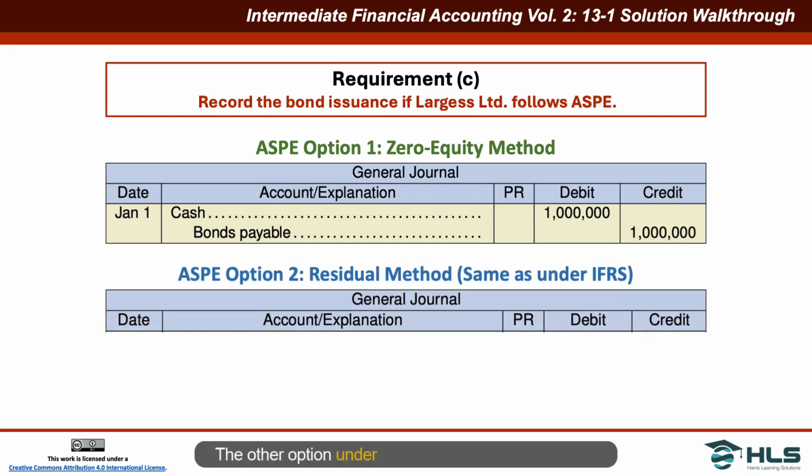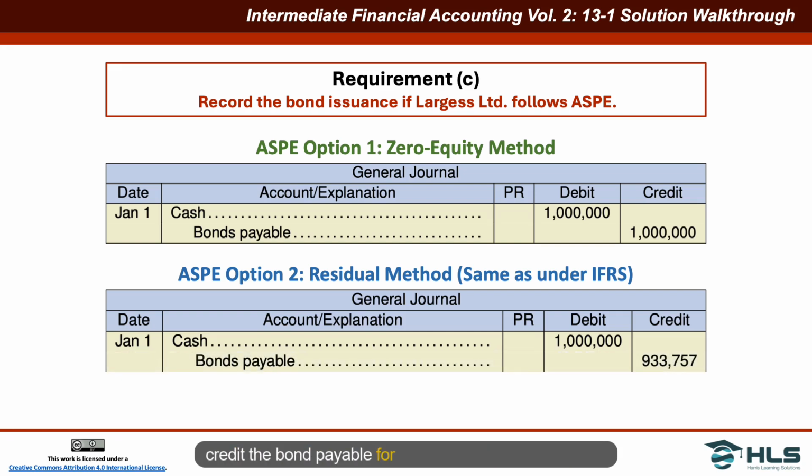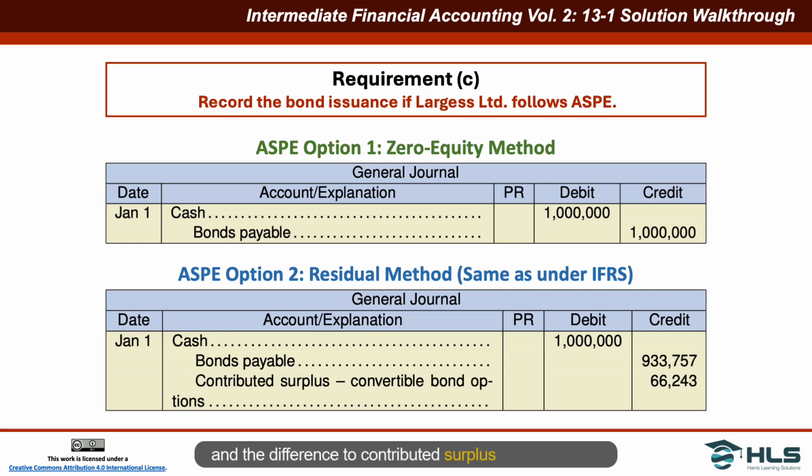The other option under ASPE is the residual method, which is the same as we just saw under IFRS. So the company will debit cash for $1 million, credit the bond payable for the present value of the bond using a market yield of 8% for non-convertible bonds for $933,757, and the difference to contributed surplus for convertible bonds of $66,243. And that's it. We're done this problem.